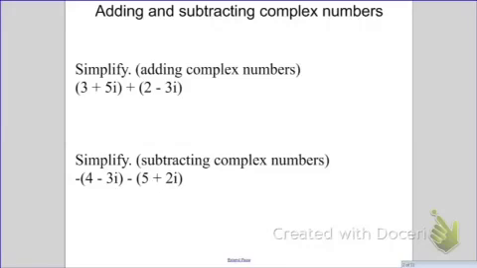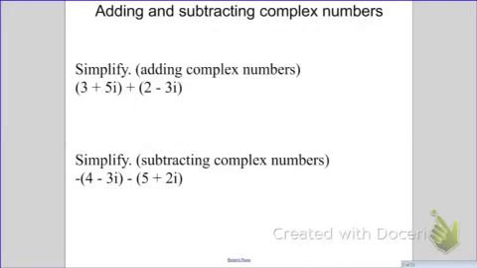When you're adding and subtracting any expressions with complex numbers or imaginary numbers, you need to pretend, just for a moment, that i is just like any other variable, like an x. We know that it's not a variable, it's a constant, but we're going to pretend like it is. So in the first example, 3 plus 5i plus 2 minus 3i, we're just going to go ahead and add all the like terms, making sure we account for any negatives and parentheses.